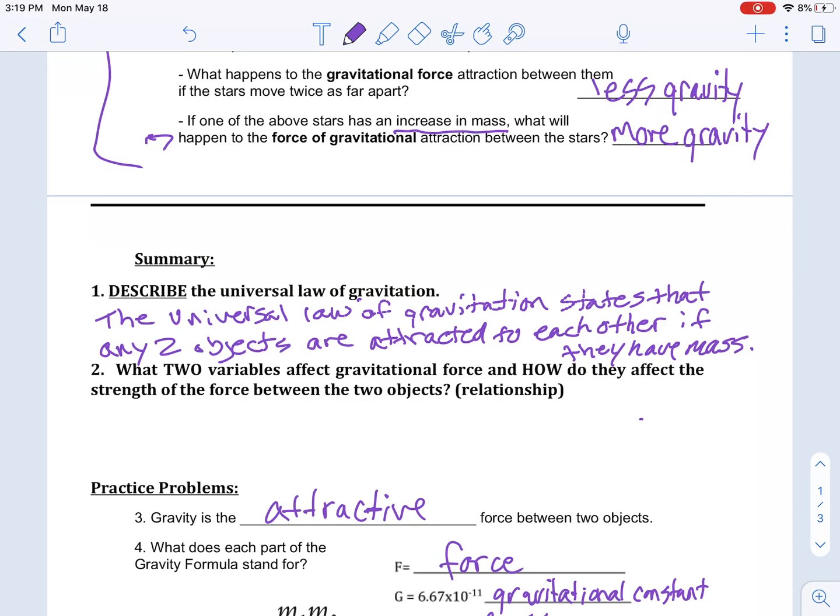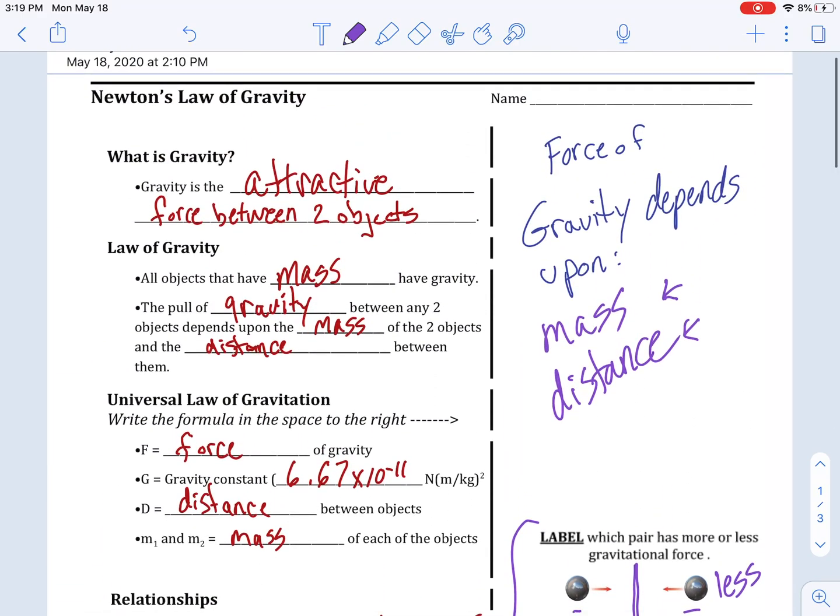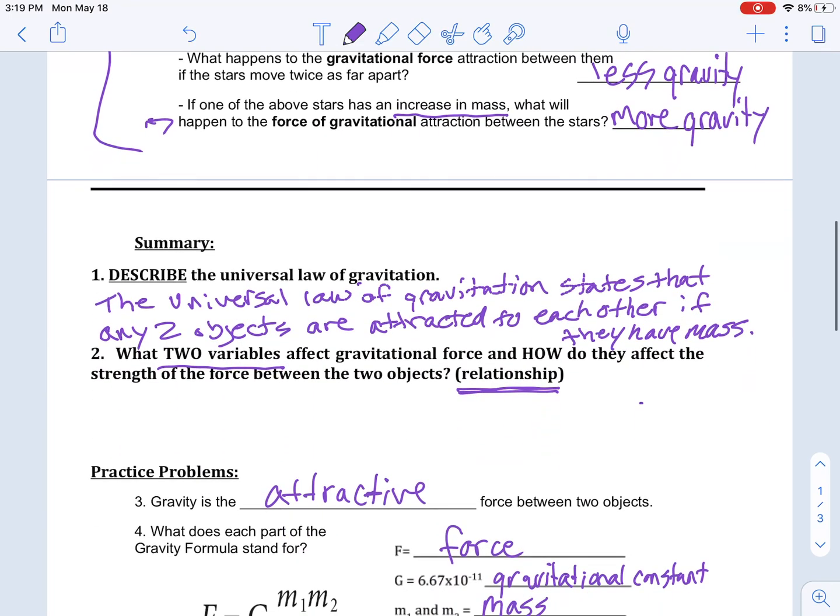Number two, what two variables affect gravitational force and how do they affect the strength of the force between the two objects? Or what is the relationship? Okay, so the two variables that we talked about are mass and distance. So I'm going to say as mass increases, what's that relationship to gravity? Well, if mass increases, gravity also increases.